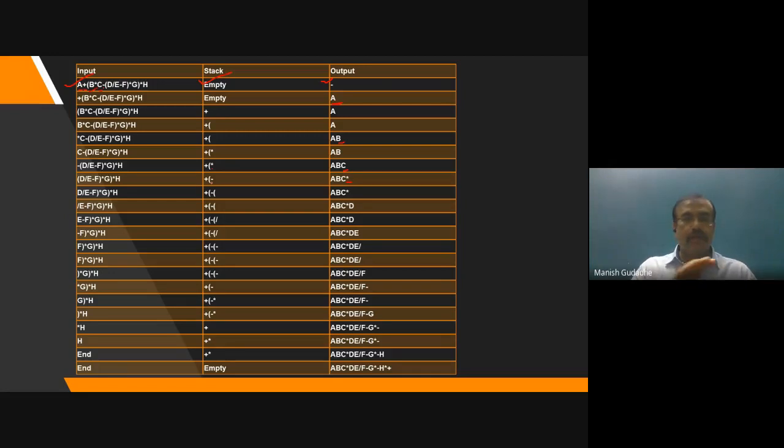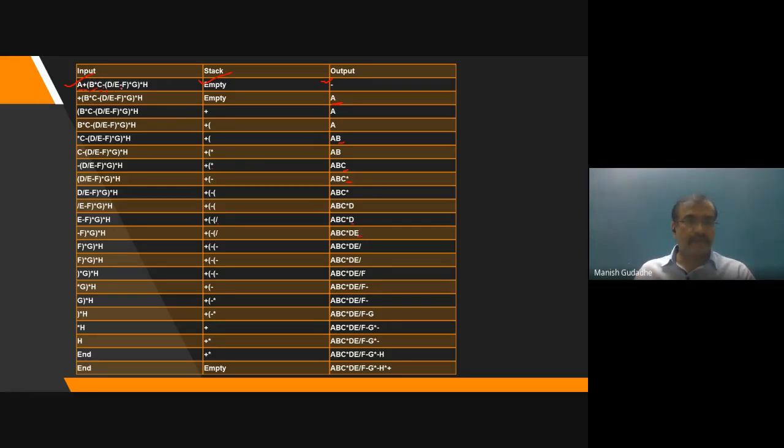What happened here? The higher precedence operator is taken out from the stack and the lower precedence operator is pushed onto the stack. Then, instead of a closing bracket, we get another opening brace, which is pushed on the stack. Then comes D, which is posted in the output. Then comes the division symbol. As it is an operator, it is put on the stack. Then comes E, which becomes part of the output.